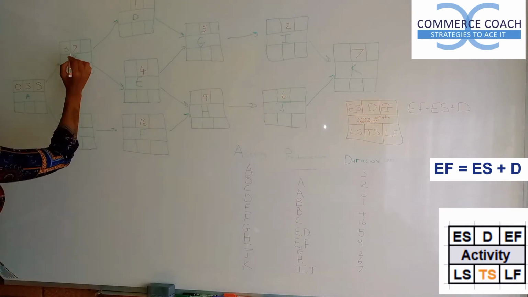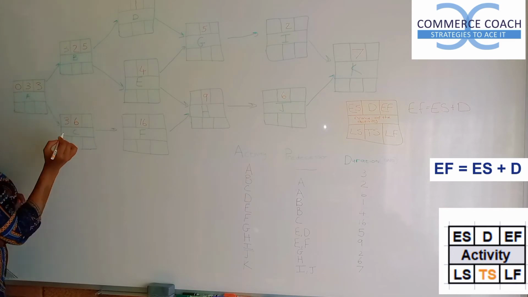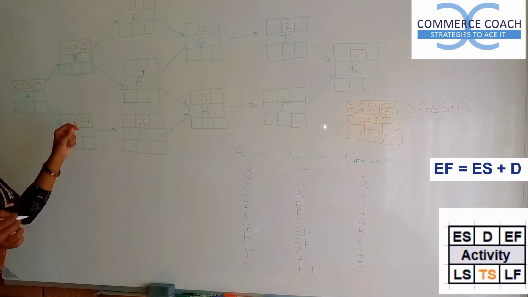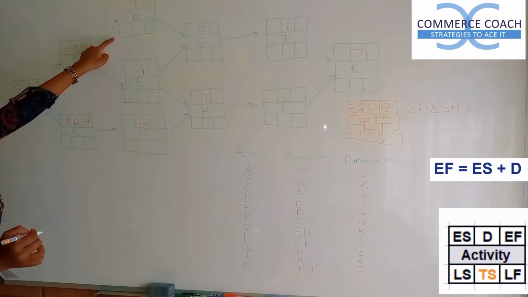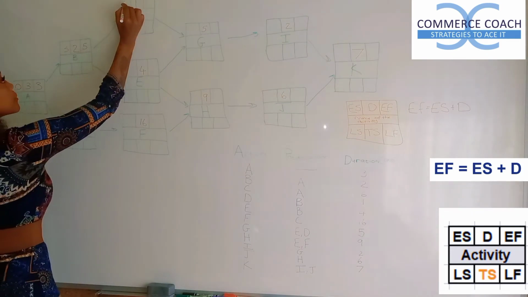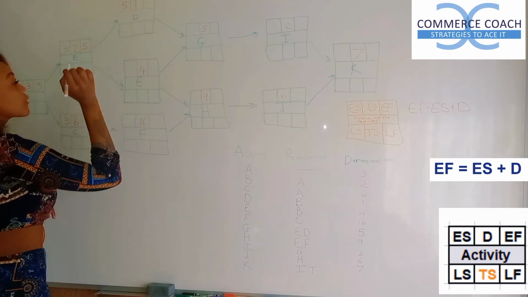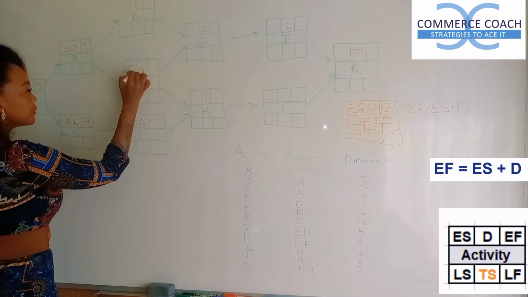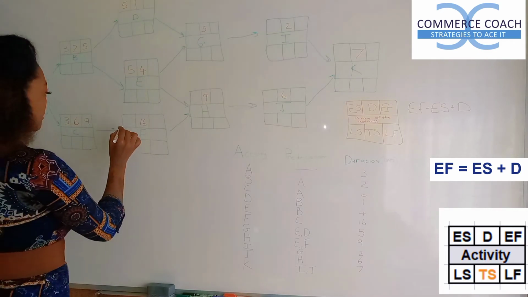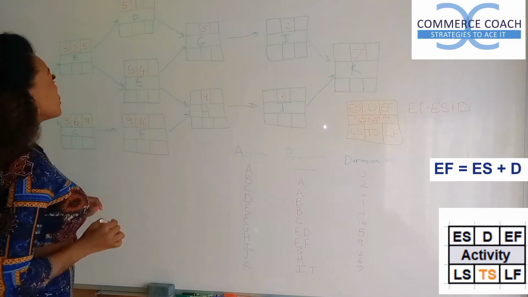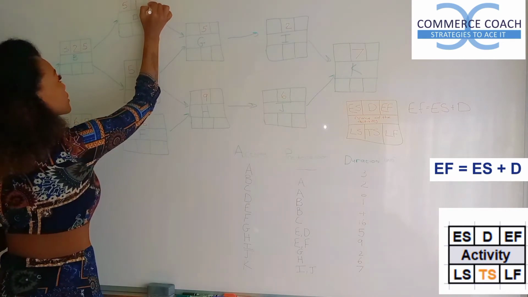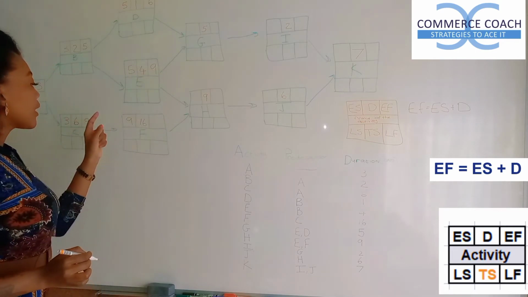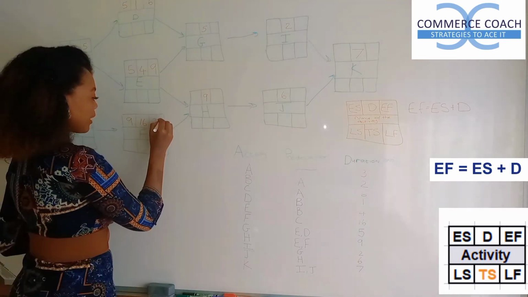3 plus 2 equals 5 and 3 plus 6 equals 9. So we are going to carry over 5 to D and also 5 to E and then 9 to F. So 5 plus 1 is 6, 5 plus 4 is 9, 9 plus 16 is 25.